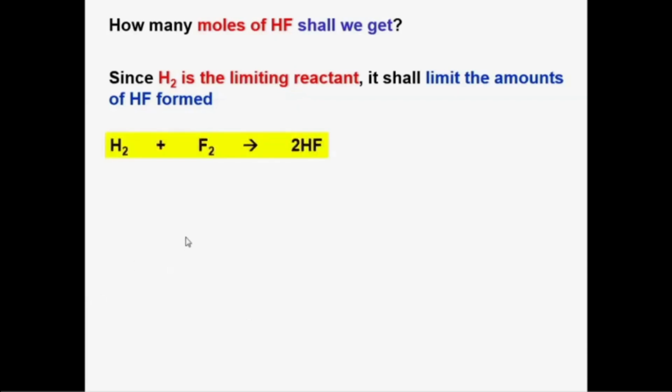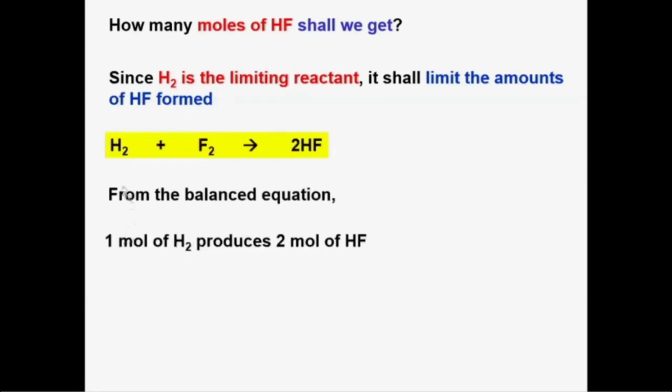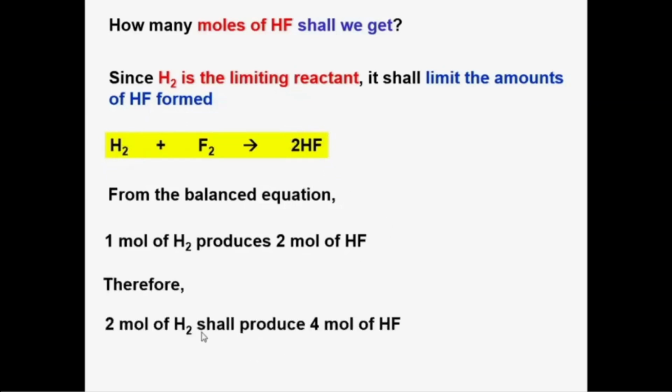From the balanced equation, we know that 1 mole of hydrogen produces 2 moles of HF, or hydrogen fluoride. Therefore, 2 moles of hydrogen shall produce 4 moles of hydrogen fluoride, because this hydrogen limits the amount of hydrogen fluoride formed. So the moles of hydrogen fluoride produced in this reaction is 4 moles.